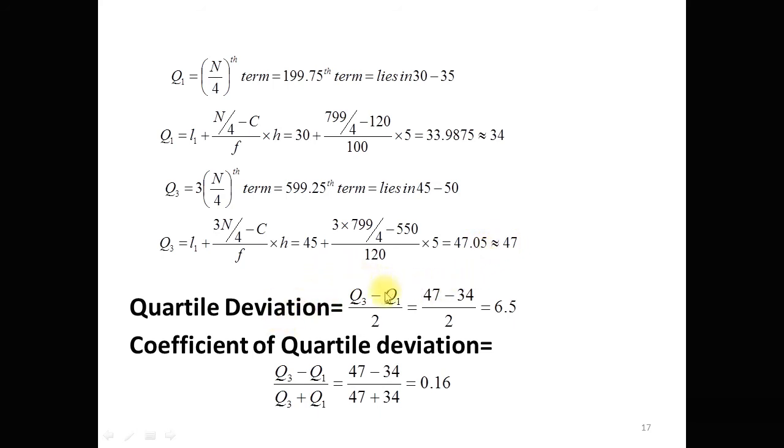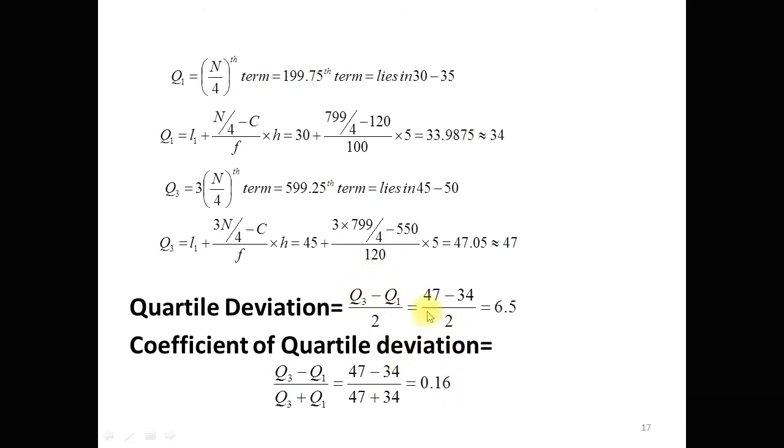Now the quartile deviation, putting the values of Q3 and Q1 divided by 2 in this formula, 47 minus 34 divided by 2, which is equal to 6.5. And similarly, the coefficient of quartile deviation is equal to Q3 minus Q1 divided by Q3 plus Q1. So 47 minus 34 divided by 47 plus 34, which is equal to 0.16.